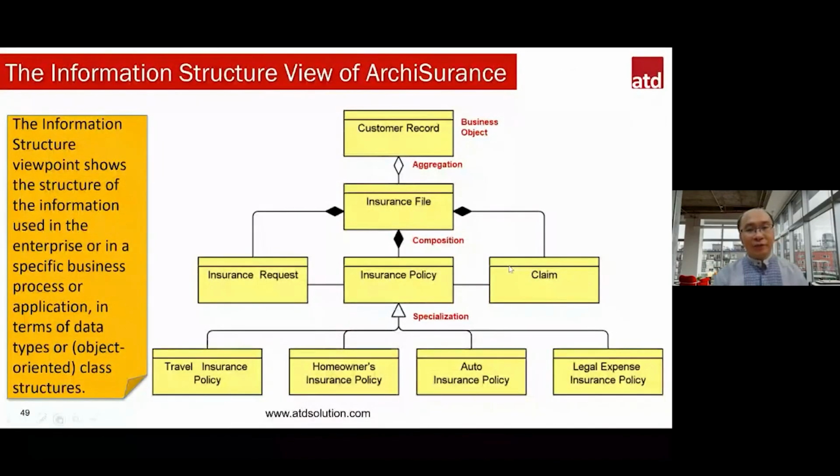This is an example of the information structure view of ArchiSurance. We understand that the customer record has an insurance file, and the insurance file typically has another composition, which can be composed of the insurance request, insurance policy, and the insurance claim. And of course the insurance policy itself has multiple policy types, which is called inheritance. There will be travel insurance policy, homeowner policy, auto insurance, and legal expense. So if all the clients subscribe to all the insurance from ArchiSurance, you have all types of policy.